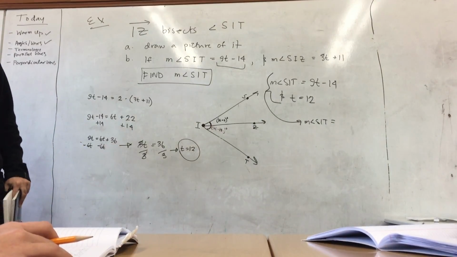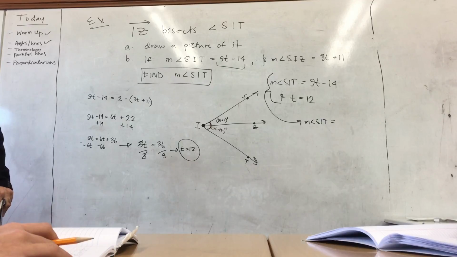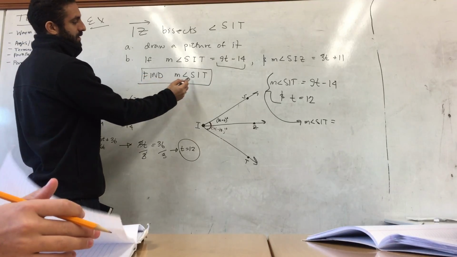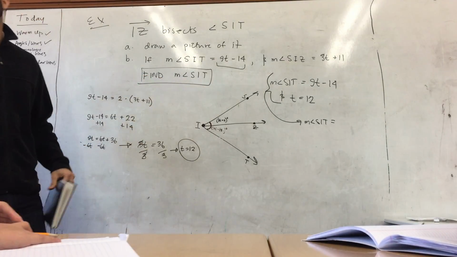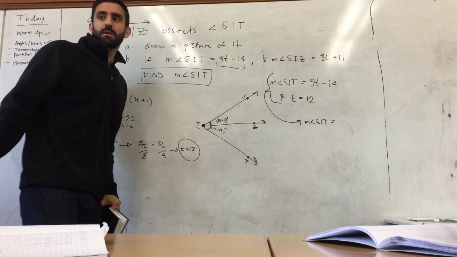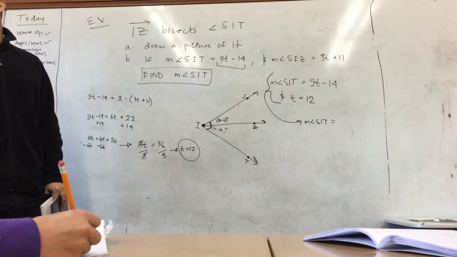Where are you lost? Tell me where you're lost. Everywhere. Like with t is equal to 12, what do I do after that? T equals 12. Alright, what's it asking for? Find the measure of angle SIT. Then you go up here. Look, I wrote it out. Oh, okay, I kind of get this now. Plug T in.